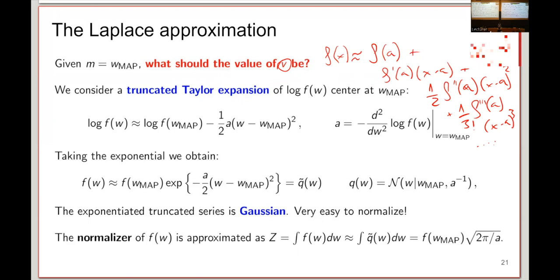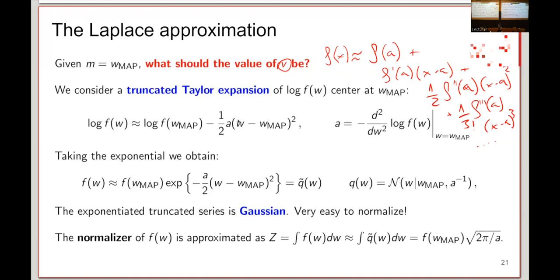So we are going to do this Taylor approximation and take only the first two terms. The first one is going to be the value of f at the MAP solution. The second term is going to be the gradient of f at that MAP solution, but that's zero, no? Because we already found a mode. So we can ignore that term. And then here we have the next term, which is the second derivative. And then we have here the quadratic term.